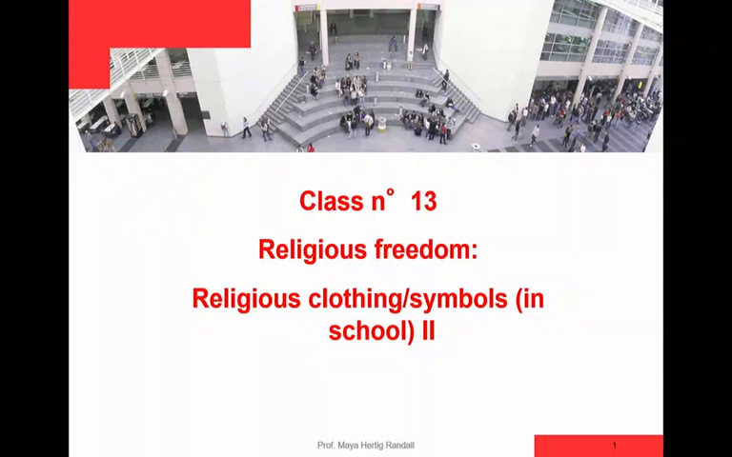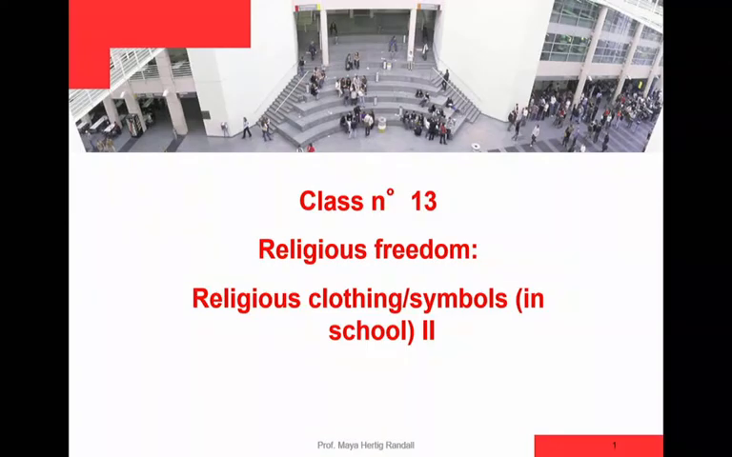Hello to everyone. So we have one last big effort to do for this course. I know you may still have other efforts till the end of this school year. So we are talking about religious freedom and religious clothing today and religious symbols.